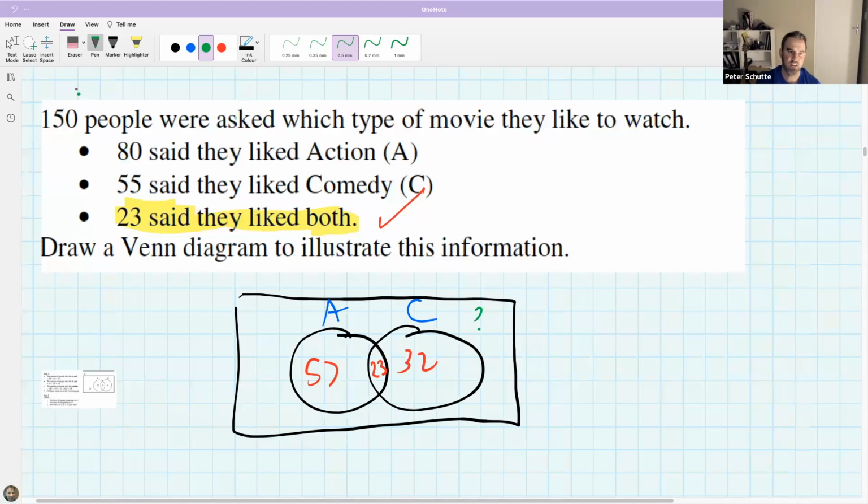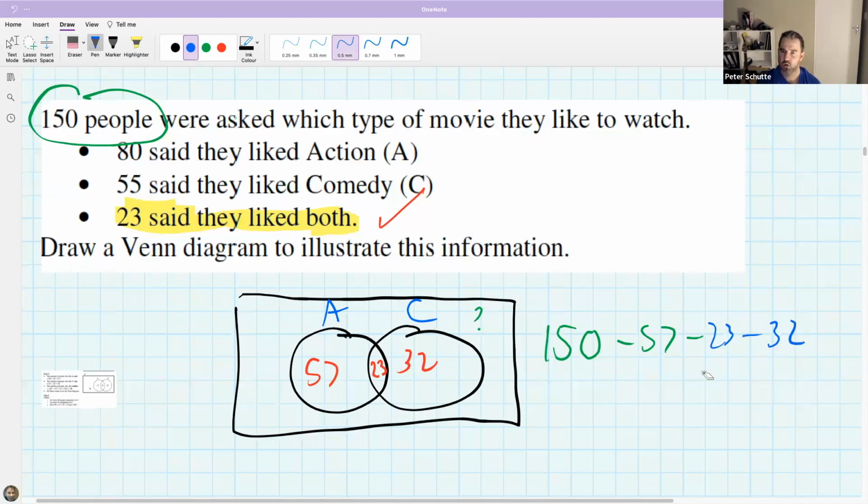So I think the key bit is to realize there's 150 people in total. And so all I need to do is take away all the regions I've got, which, judging by the chat and the fantastic replies we're getting, 38 is out here.